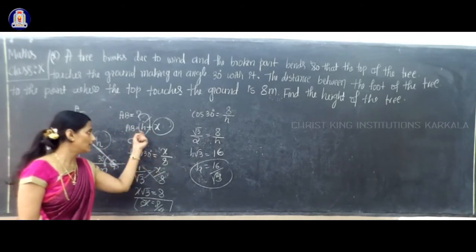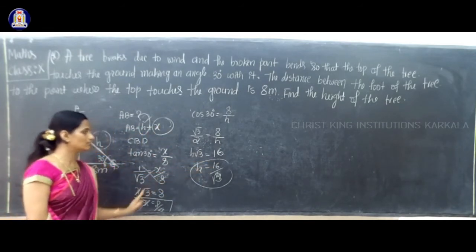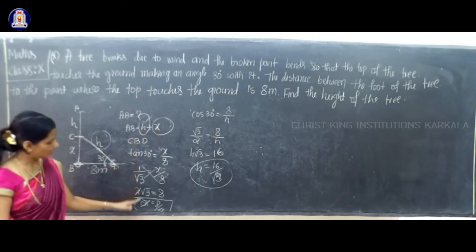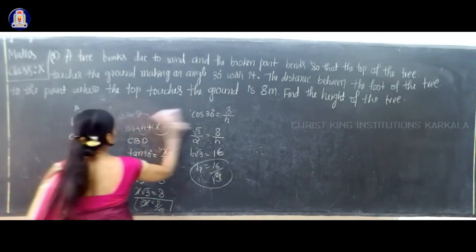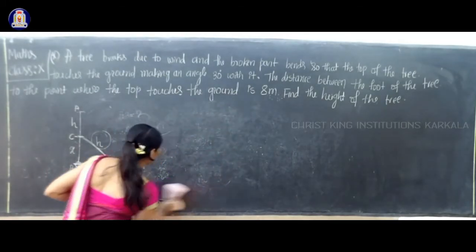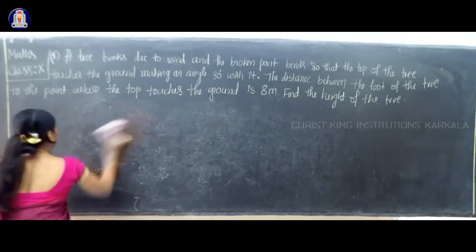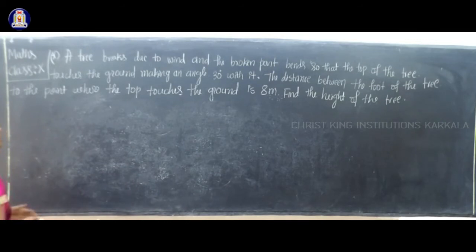AB is H plus X. H is 16 divided by root 3. Simplify, get your answer. Yes. Now we repeat again. How to start? First you should draw the figure. Now write this one in your notes.